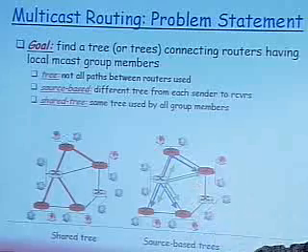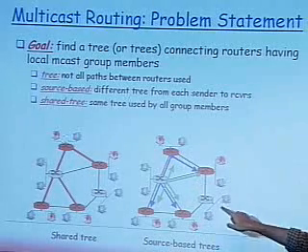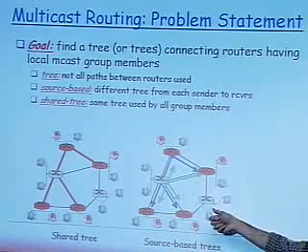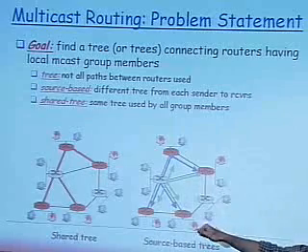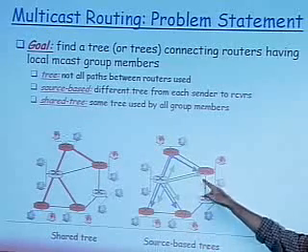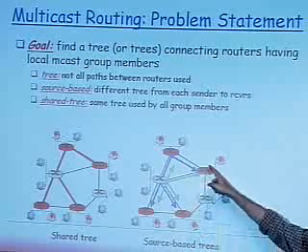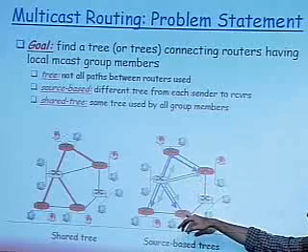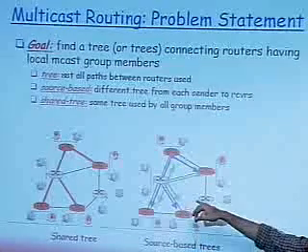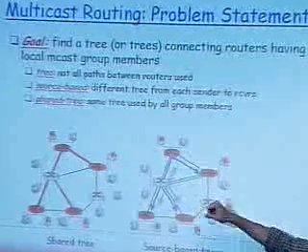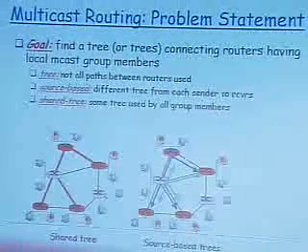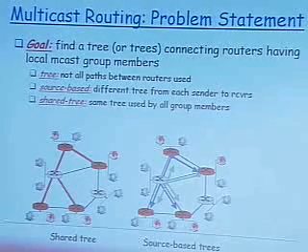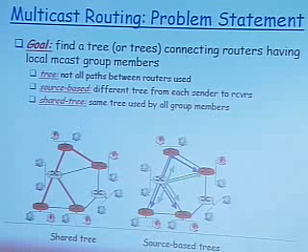The gray routers don't have any receivers connected to them that are part of the multicast group. But in the tree, they have to be there because there is no other path between, let's say, two multicast group connected routers and a non-multicast group connected router. So you have to go through this non-multicast router, and the problem is, given an underlying network topology, you have to find a tree that connects all the routers which have local multicast group members.